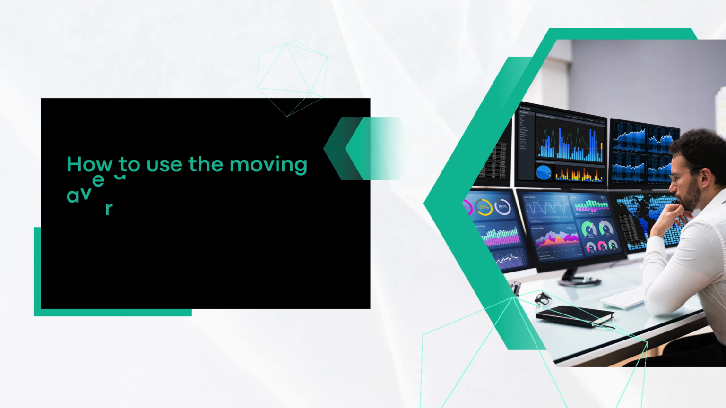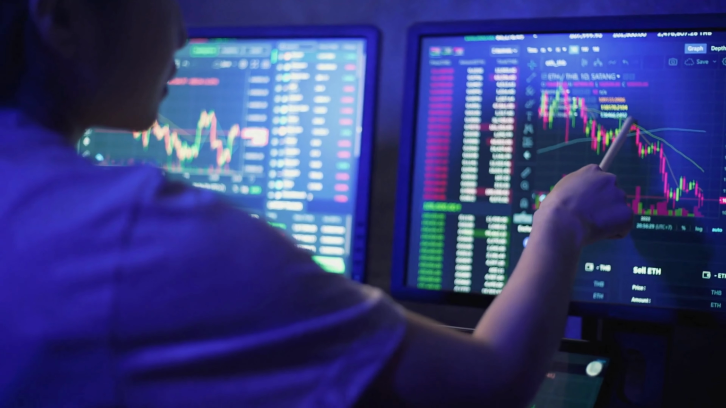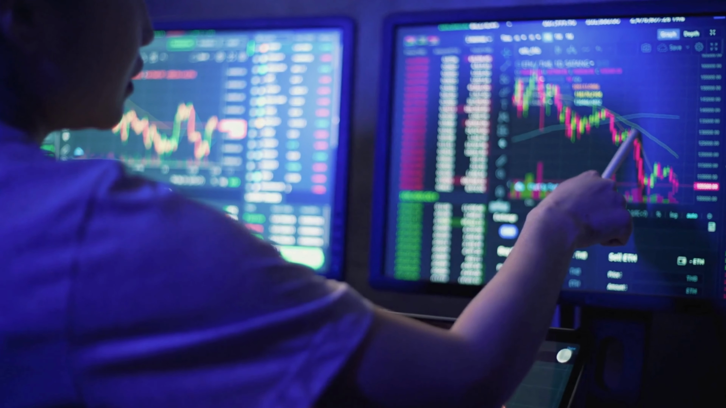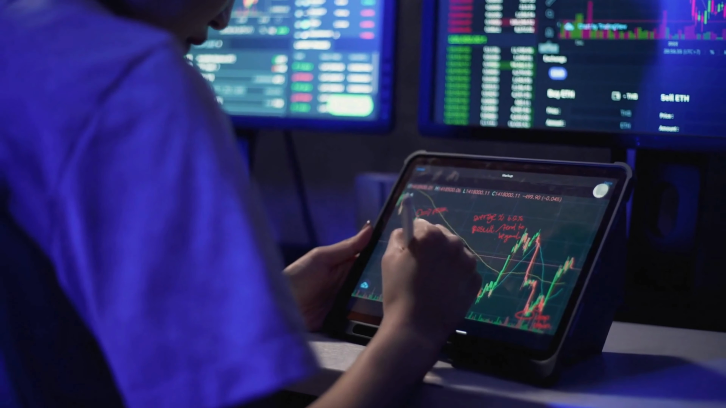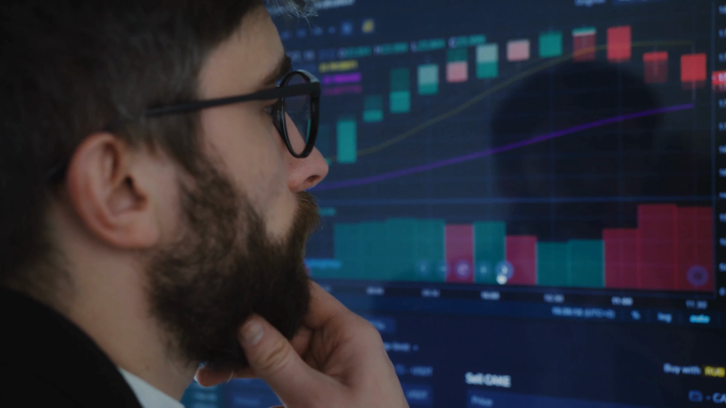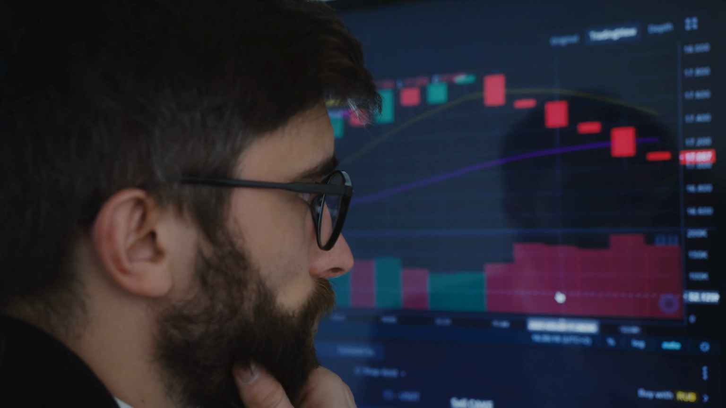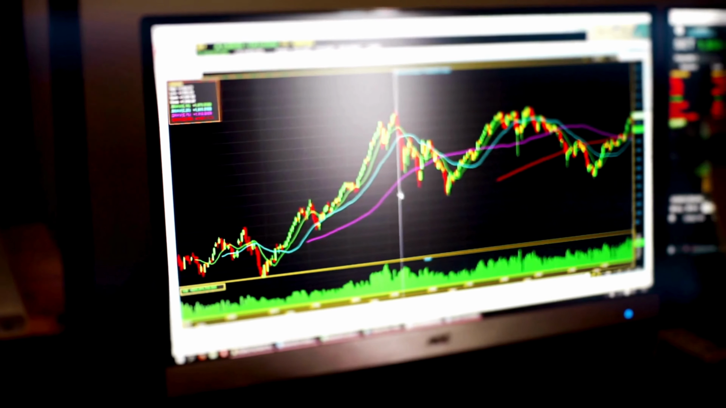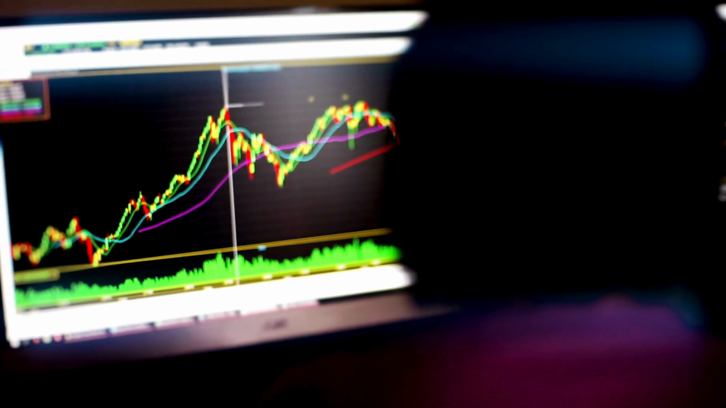How to use the moving average to ride massive trends and improve your risk to reward. Here's the thing. If you want to ride big trends, you cannot have a profit target because it puts a limit on your profit potential. So, what should you do? You set a trailing stop loss. This means as the market moves in your favor, you adjust your stop loss in the direction of the trend. And one way to do this is to use the moving average indicator to set your trailing stop loss.